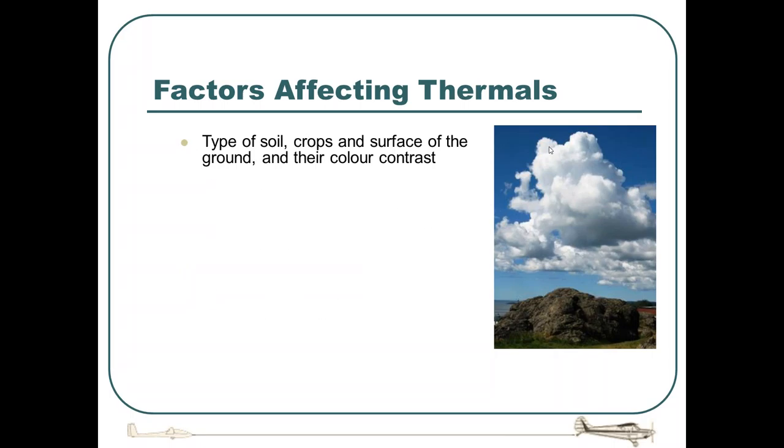Types of soil really make the difference as well. Crops, surface of the ground, their color and contrast. With light crops and light soil, the energy gets reflected back into the surrounding air and you have a good amount of heating of the air over lighter colored crop. So sandy, dry areas start a thermal a lot quicker. Wet areas, clay areas, yes, they will produce good thermals, but they'll take a lot longer to get to that point, simply because the darker colored soil absorbs more of the heat, and then it takes a while before the heat is pushed off again.